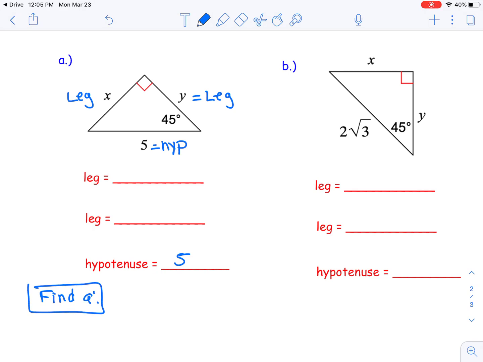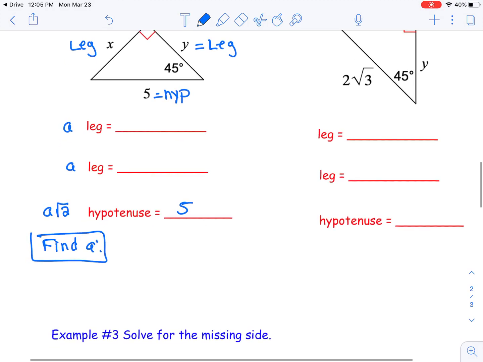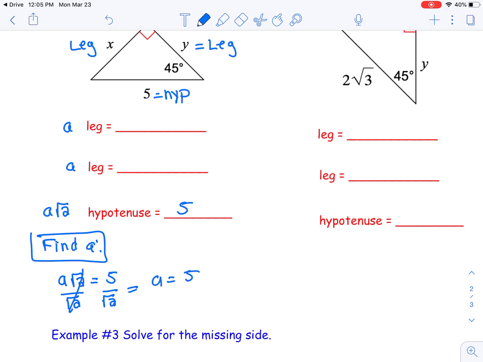So we're going to use what we know to help us find A. So the legs are A, and the hypotenuse is A radical 2. So we're going to set up an equation. A radical 2 is equal to 5. Solve for A, divide by radical 2. We end up getting A is equal to 5 over radical 2.